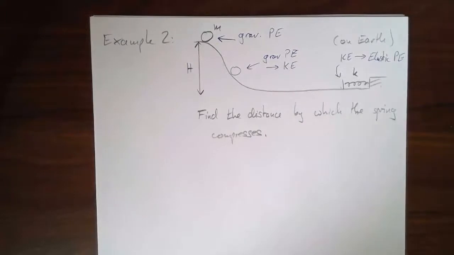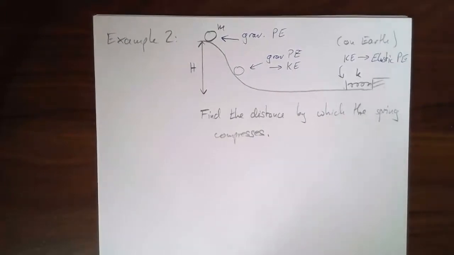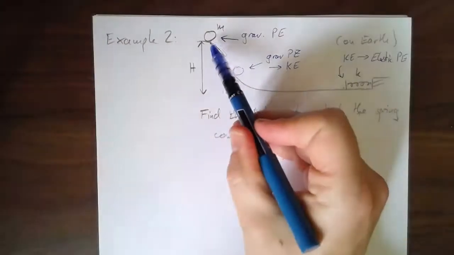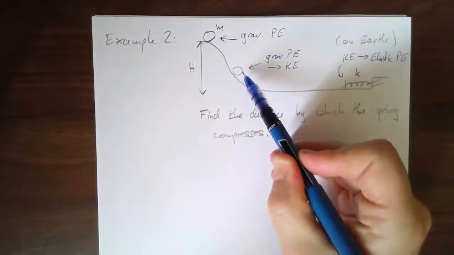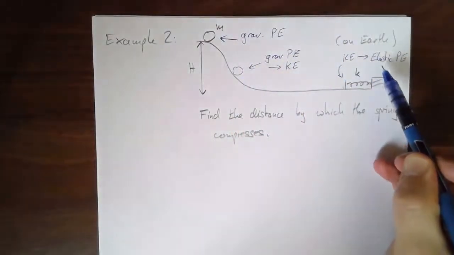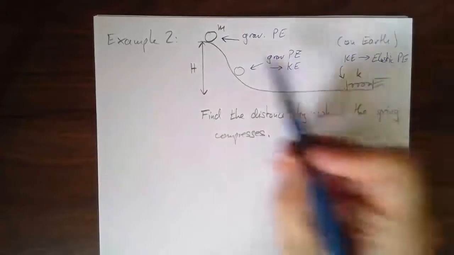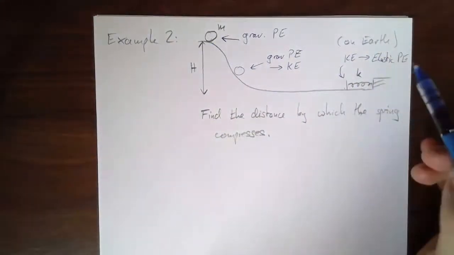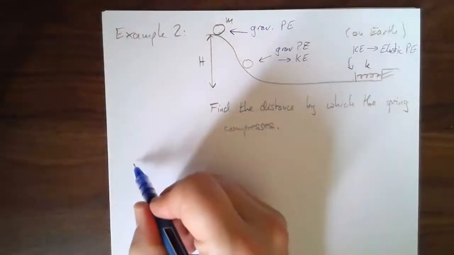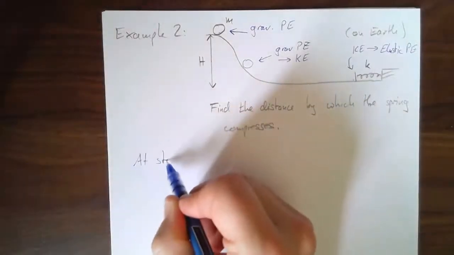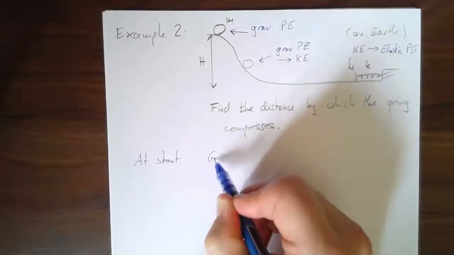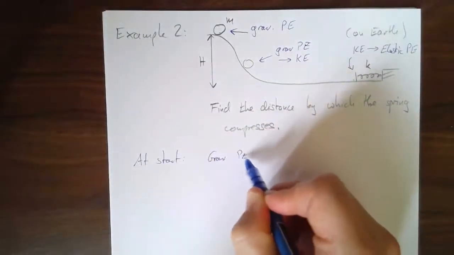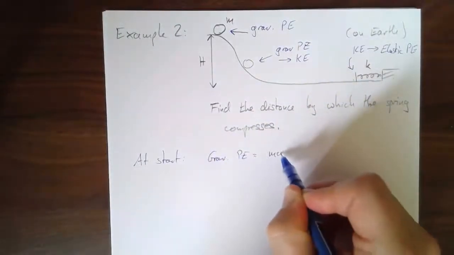Now, because energy is conserved throughout, the total energy here is the same as the total energy here, is the same as the total energy here. All I have to do is compare the energy right at the beginning to the energy right at the end. And at the beginning, I have the gravitational potential energy, which is of course mgh.